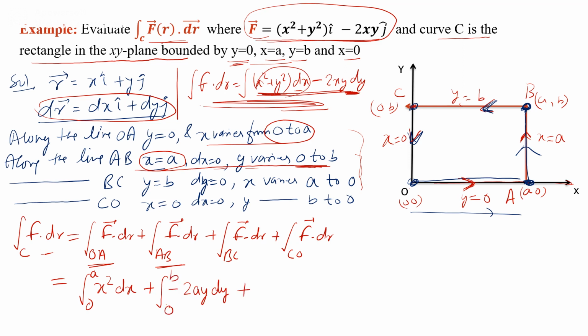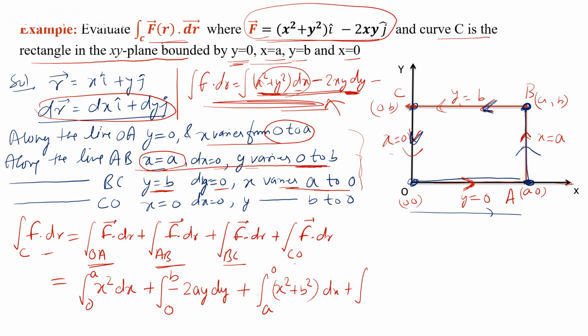Similarly, we take the integration along the line BC. So here y is equal to b and dy is 0, and x varies from a to 0. So here we put in y equal to b. So the integration is, we get x square plus b square, and dy is 0. The limit of x varies from a to 0.